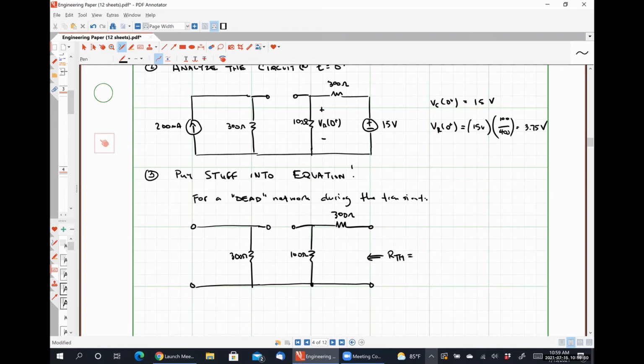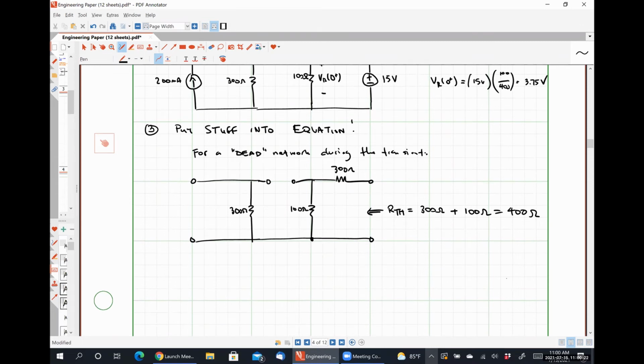Should just be 400. Exactly right. 300 ohms in series with 100 ohms. Absolutely perfect. Does everybody see that? Yes, sir. All righty.